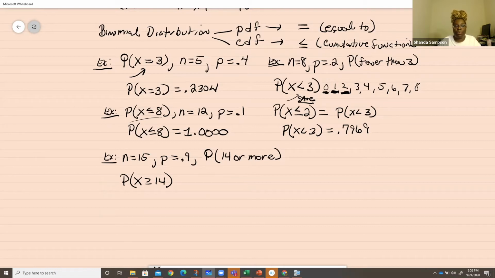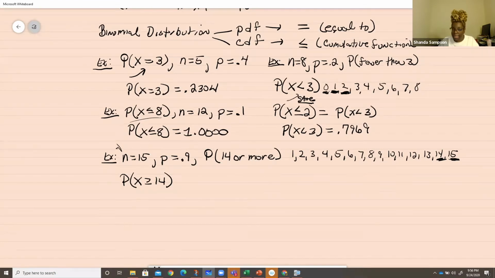Now let's take a look at this. We have 15 numbers, 14 or more. So x is 14 or more. So if we look at that, that means we have this number 14 and we have 15. That's 14 or more because we had n is equal to 15. So is greater than or equal to something that our calculator can do? No. Our calculator can only do what? Equal to or less than or equal to.